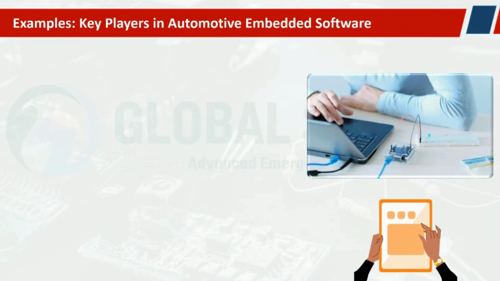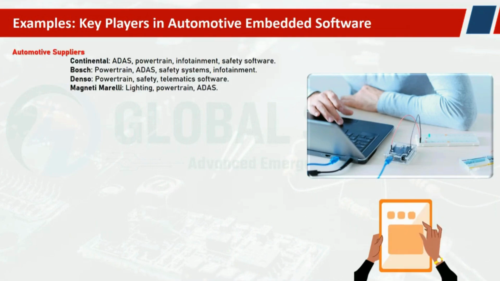What are the key players in automotive embedded software? There are some organizations involved in developing software for specific OEMs. Automotive suppliers here are Continental, Bosch, Denso, and Magneti Marelli. These are some examples of the organizations.